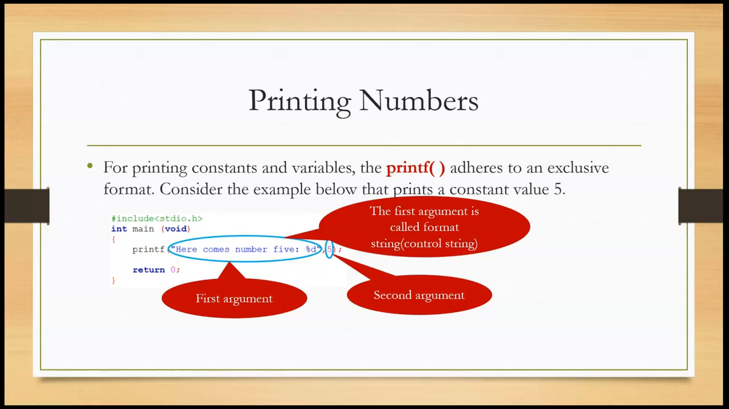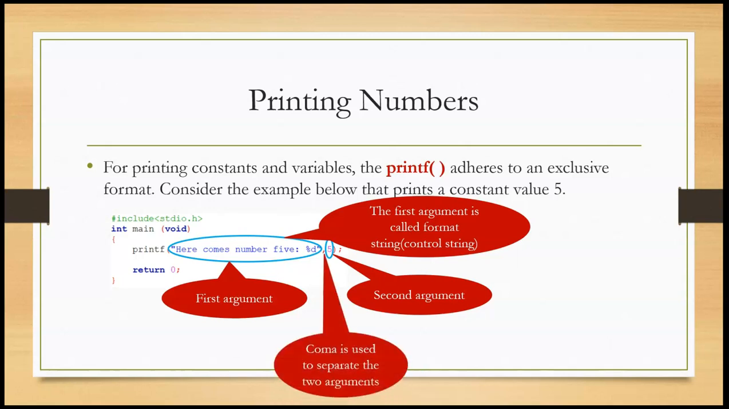The second argument in this program is the value 5, and a comma is used to separate the two arguments. The first argument being the format string and the second argument being the value 5.